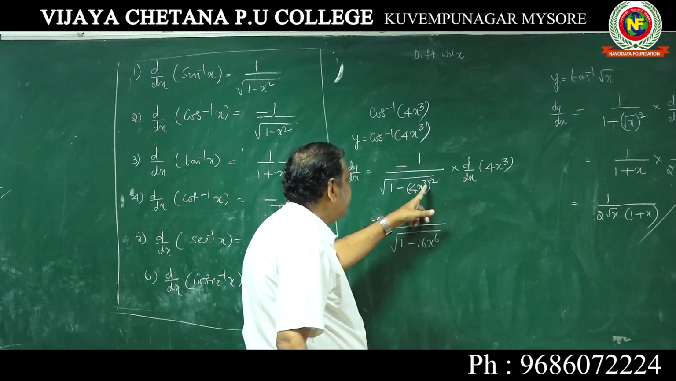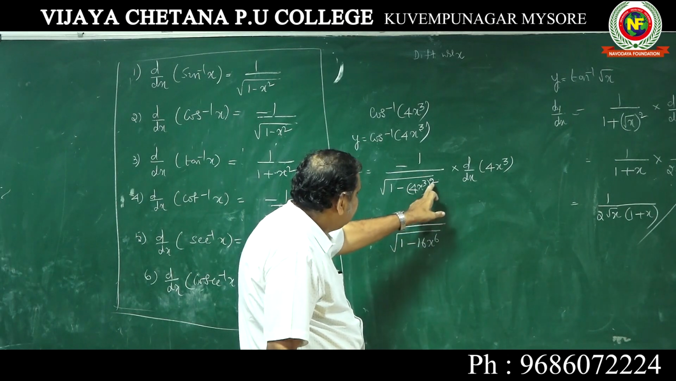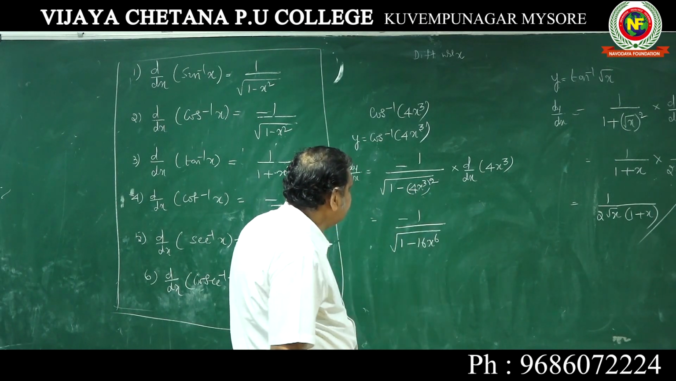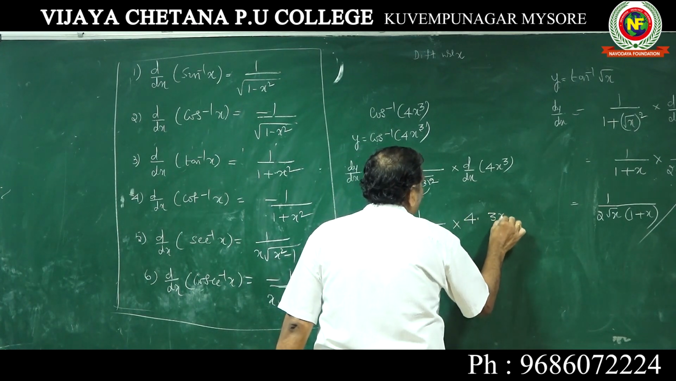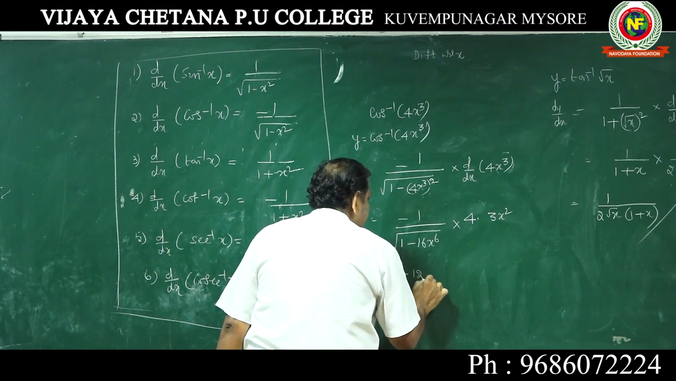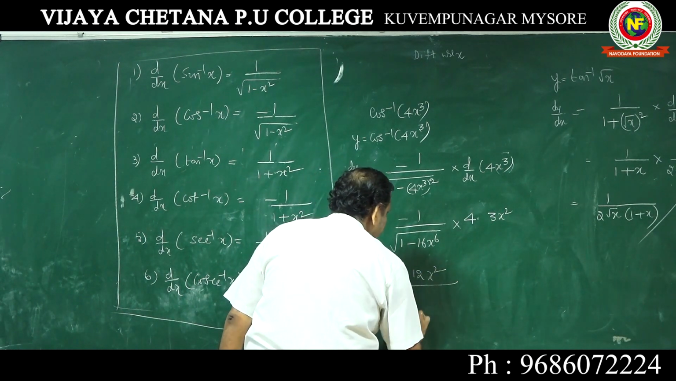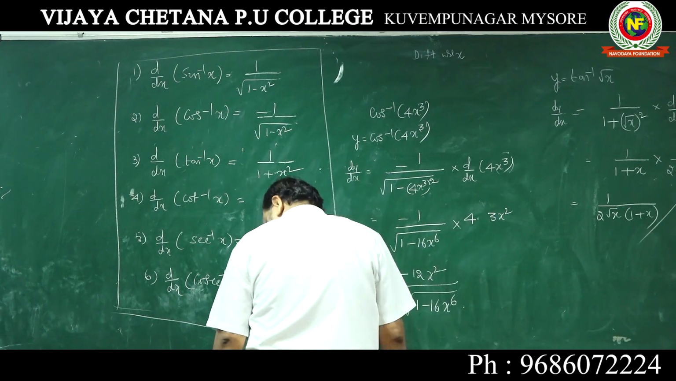Or it is minus 1 over square root of 1 minus 4 square is 16, x cube square is x to the power of 6. You should note that a to the power of m whole to the power of n is a to the power of mn: 3 into 2 is 6, 4 square is 16, into d by dx of 4x cube, which is 4 into 3x square. The answer is minus 12x square by root of 1 minus 16 x to the power of 6.